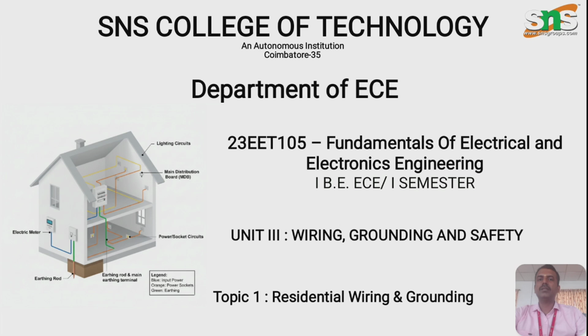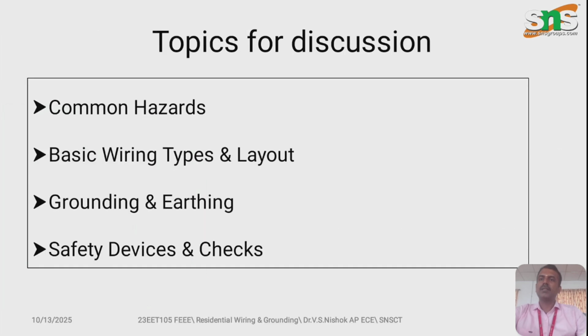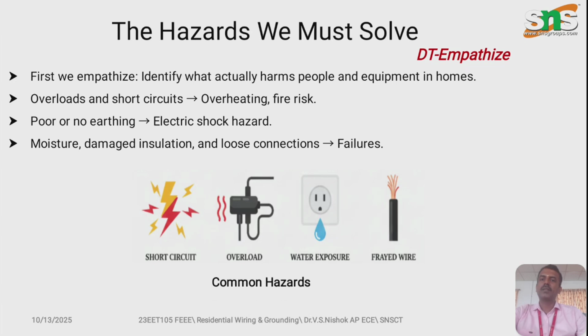Here we are going to discuss the topic residential wiring and grounding from the subject Fundamentals of Electrical and Electronics Engineering. So this is the outline of the slides. We are starting with common hazards, then basic wiring types, grounding and earthing, and then safety devices and checks. So we are starting with the common hazards.